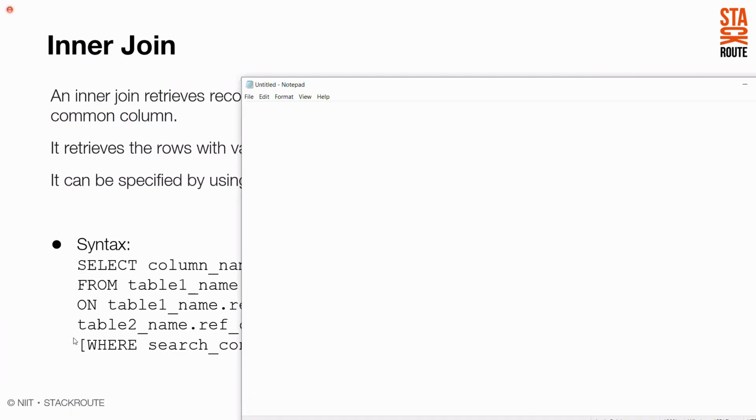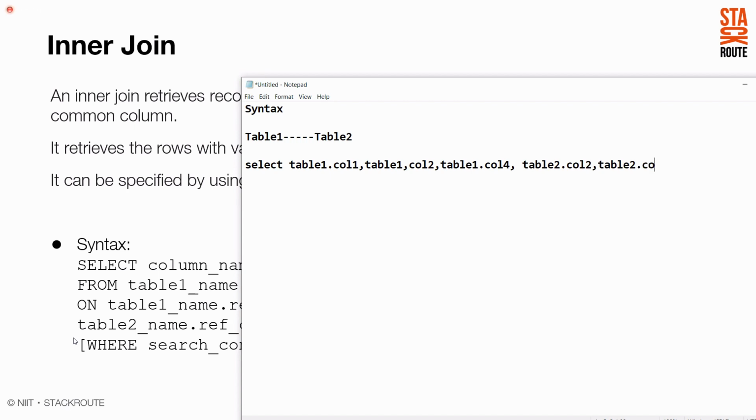So let's assume I'm just typing syntax alone. Let's assume I have table 1 and I have table 2. Today also we are going to deal with SQL. So select my first table dot first column, whichever I want. In my first table, I want second column. In first table, I want fourth column, comma. In second table, I want second column. In second table, I want third column.